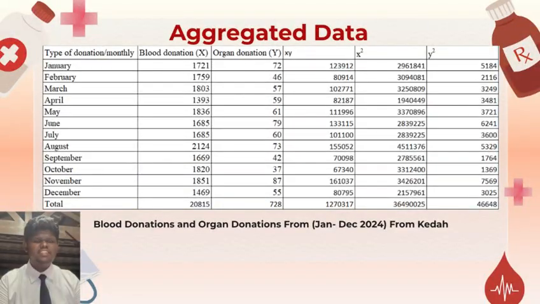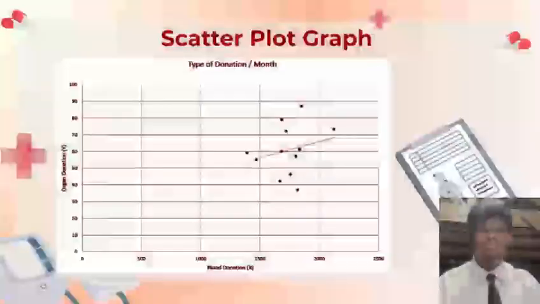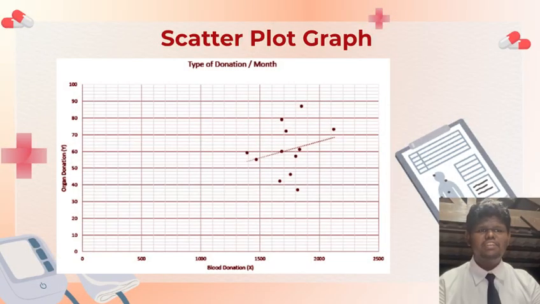This is the aggregated data that we've compiled in the form of an Excel table. Here we are showing the type of donation on a monthly basis, where blood donation is X and organ donation is Y. We have also summed up several variables such as xy, x squared, and y squared to assist in future calculations. Here is the scatterplot graph that we have formed based on the aggregated data, and there's also a trend line showing the trend between organ donation and blood donation.